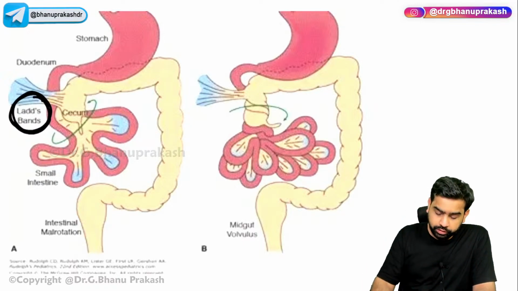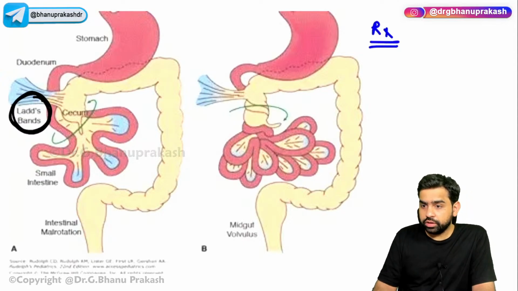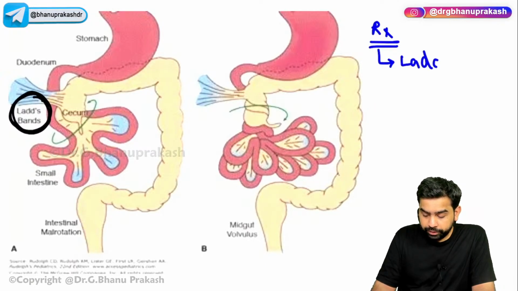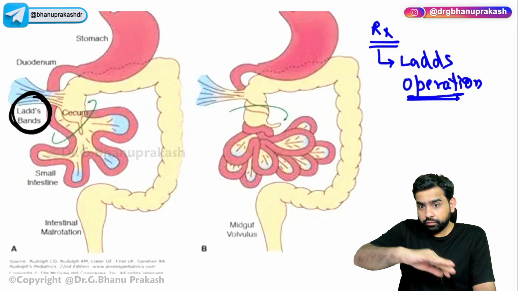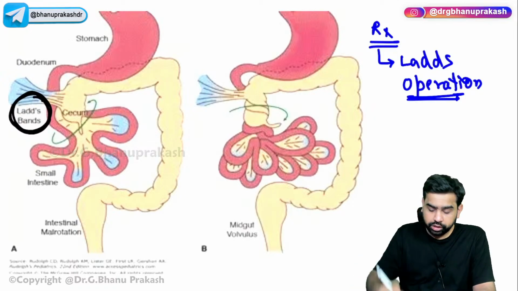Now, what is the name of the surgery in patients with midgut volvulus? What is the name of the surgery which you basically perform? The name of the surgery is Ladd's operation. So what you have to do is an exploratory laparotomy, you have to rotate the gut, and you have to cut the Ladd's band.